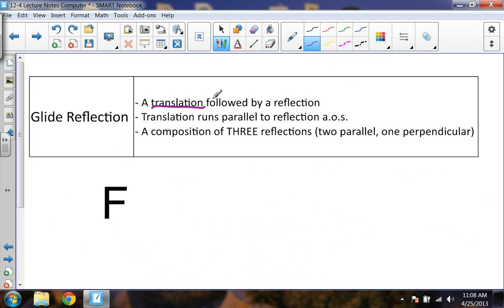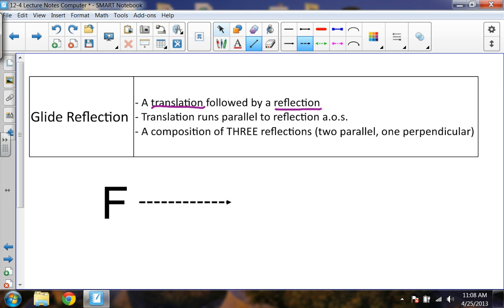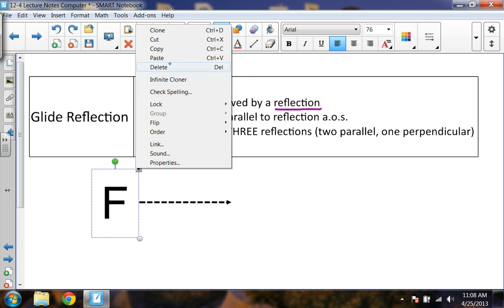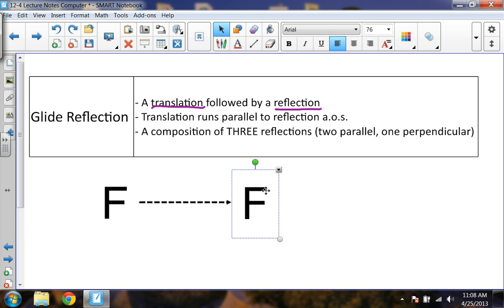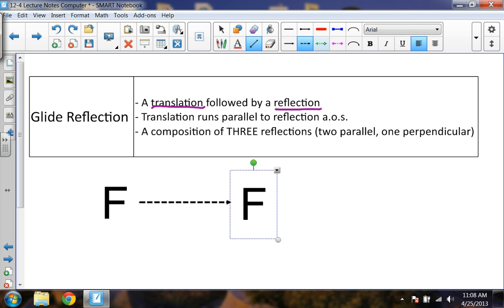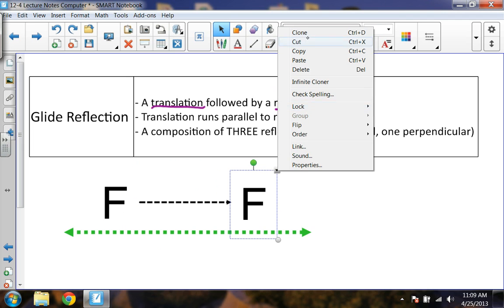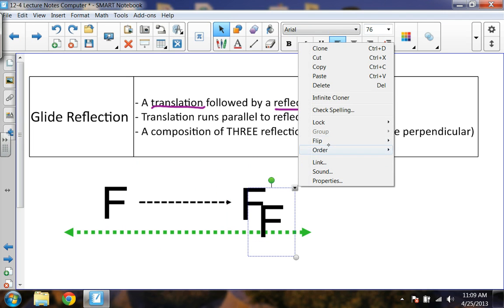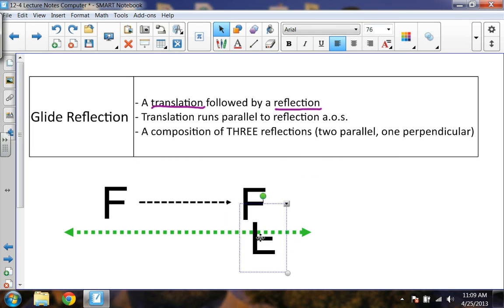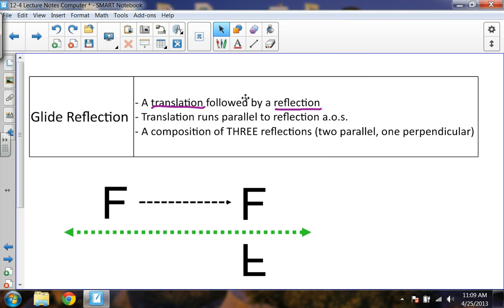It's a translation followed by a reflection. So first we translate this image. I'll just go ahead and move that over there. I take that and I have a new F over here. And then I reflect it over a line like so. And pardon me for not color coding this. But there we go. So just like that G that you saw earlier, there's my F.